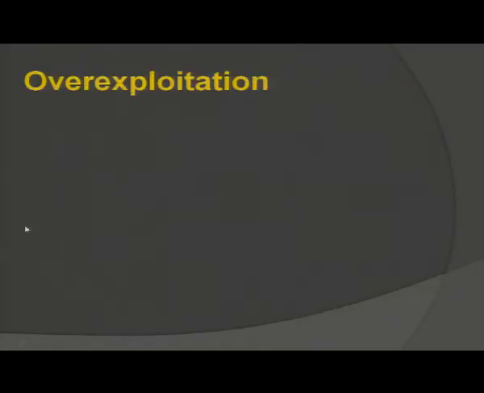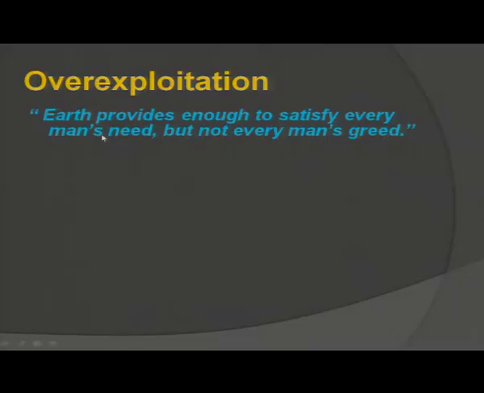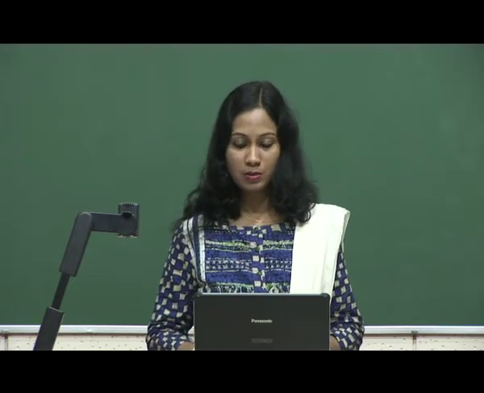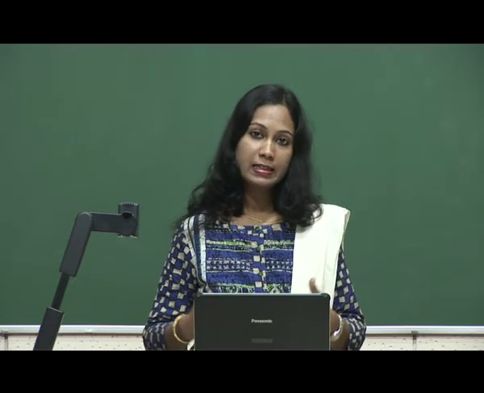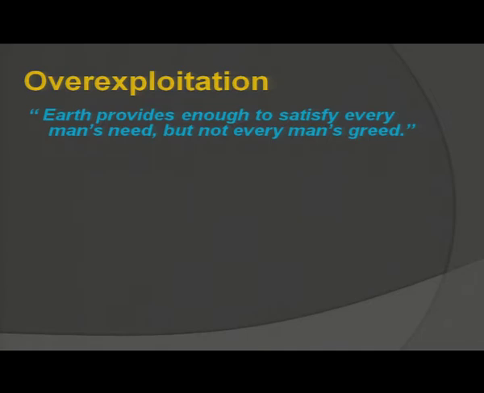The next one is over exploitation. This I would begin with a quote given by Mahatma Gandhi. Earth provides enough to satisfy every man's need, but not every man's greed. So, nature has a carrying capacity. The carrying capacity is the capacity of nature along with its resources to sustain a particular number of species. But if we are exceeding that carrying capacity, we are overusing it, we are over consuming it just for our own selfish motives, then it converts into greed and it will lead to over exploitation.